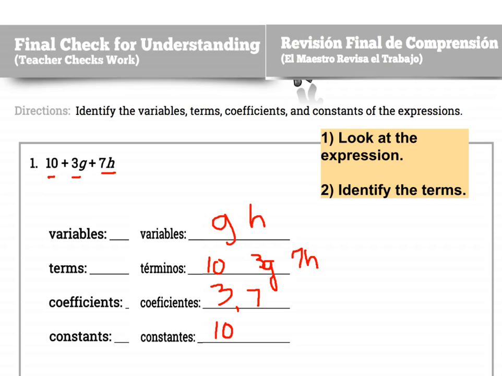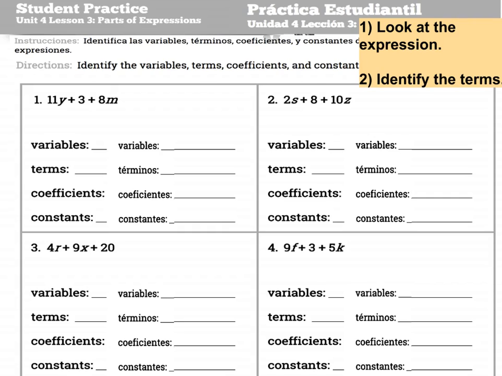Okay. So now you're going to go on to the student practice, and you're going to identify the variables, the terms, the coefficients, and the constants. I'm not going to go through these on the video because I believe you have a good understanding of what you need to do now.